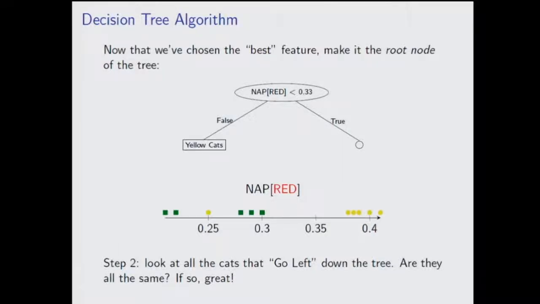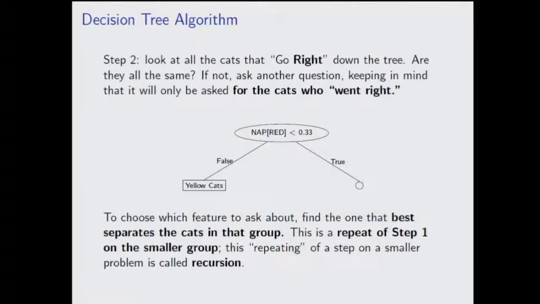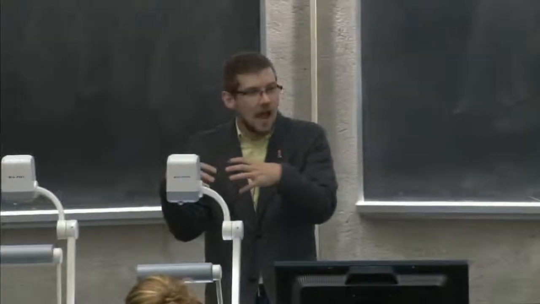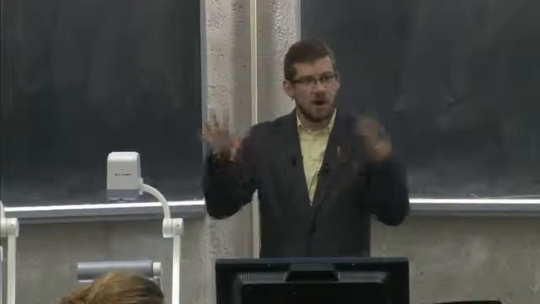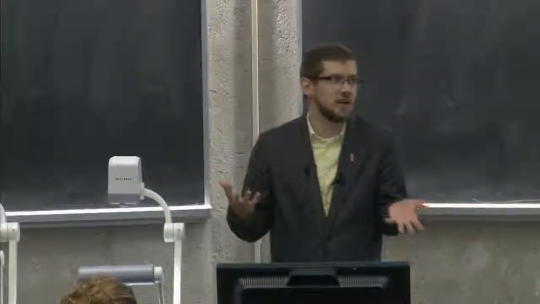So when we think about all of the cats that go right down the tree, we're going to notice that they weren't all the same. And we're going to repeat step one. It's like we have a smaller database of cats. That's all the cats that went to the right. And we want to select a feature that divides them up well. That's exactly the same as step one. Okay? Just on this smaller collection. This idea of reusing a step on a smaller problem is called recursion. It happens all the time in computer science. And decision trees are usually built using recursion in this way.